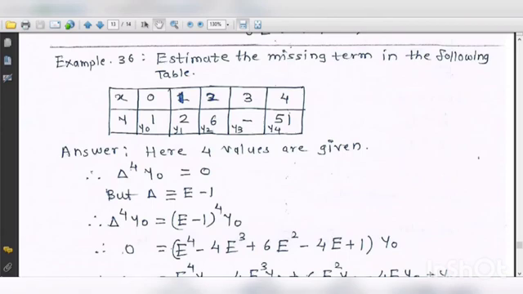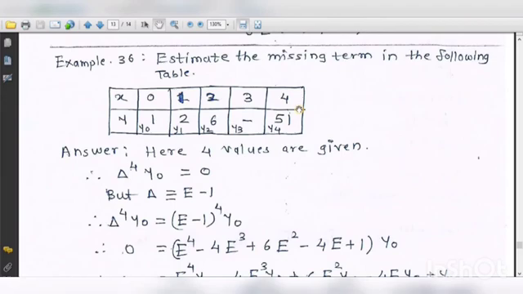Before we use this formula, first we have to check whether the x values are equally spaced or not. That is, the increment must be the same. Here, if you observe, x equal to 0, 1, 2, 3, 4. It means that h equals 1 here, that is, it is fixed. So these values of x are equally spaced. Now we can use the relation here and find the missing term.